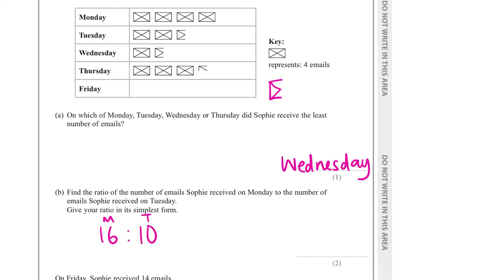Hey, is this a ratio in its simplest form? No. What could I do? I could divide by 2. And then I'm going to get 8, 5. Can I divide that again? No, so 8, 5 is simplest form, because 8 and 5 do not share a common factor. So we can't make it any simpler.